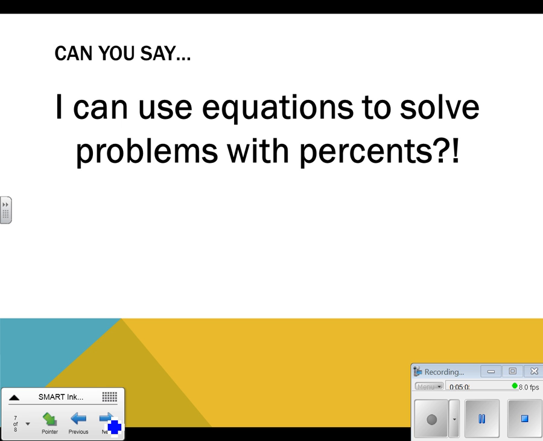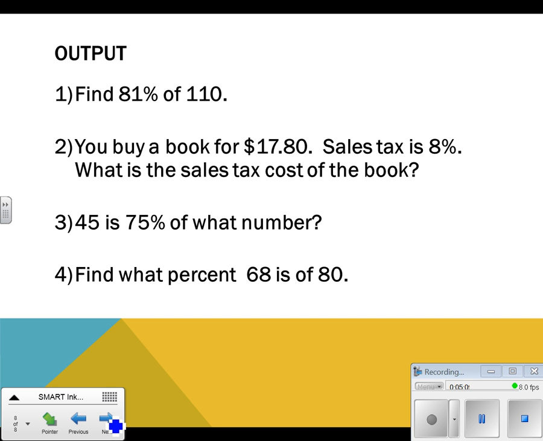Can you say I can use equations to solve problems with percents? Here's your output to work out in your notebook and be prepared with any questions for the work time in class.